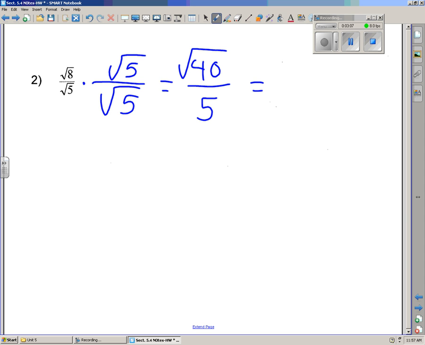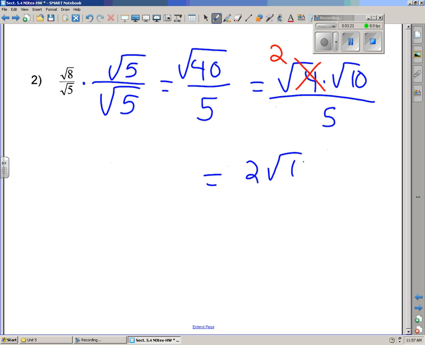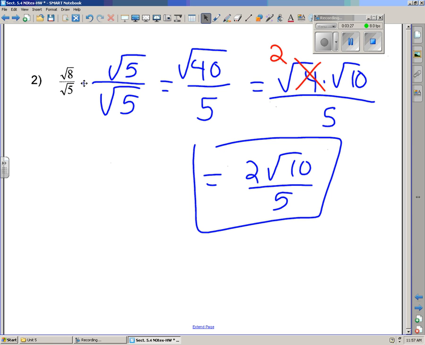Well, I got to go back to the first day of radicals. Under 40 is a perfect square. I know that 4 times 10 is another way to get 40, and I also know that the square root of 4 is just 2. So my final answer here becomes 2 square root 10 divided by 5. That's all I can do. If I wanted to try to simplify further, I could only simplify both things out of the radical, and those don't divide evenly at all. So we're done. It's 2 root 10 over 5.